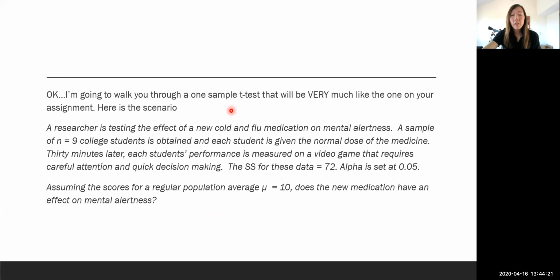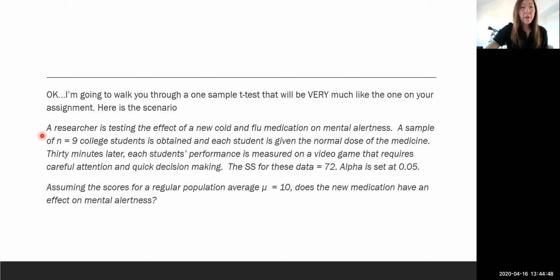Now, in one of the videos I posted last week was a two sample t-test. And, you know, I kind of walked through some examples there. So this is actually kind of a step back. This is only using one sample. And so this particular example that I'm doing will be very much like the one on your assignment. Obviously, you'll be using different values, right?